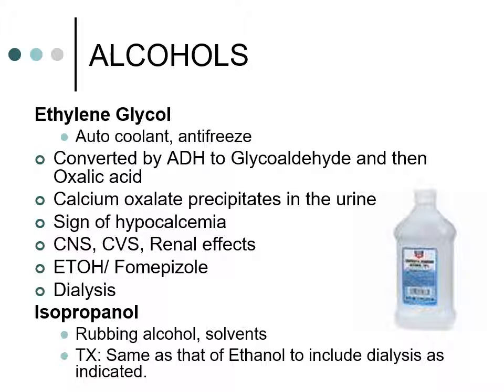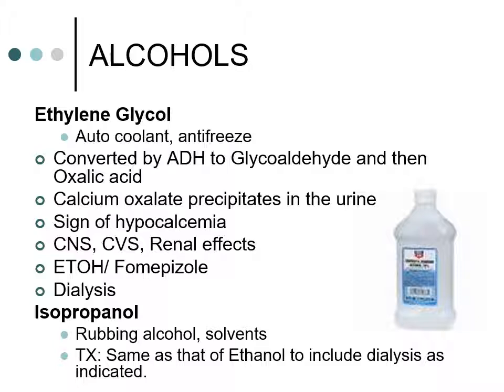But what you can actually see is calcium oxalate can precipitate in the urine, which can cause interstitial damage to the kidneys, and can cause hypocalcemia potentially. Treatment's actually going to be the same as methanol. Basically, dialysis is going to be a big thing. Fomepizole or potentially IV alcohol are the main treatments for that.